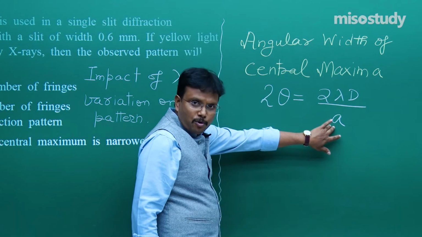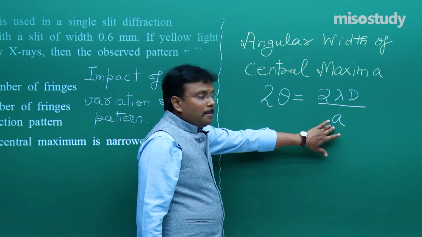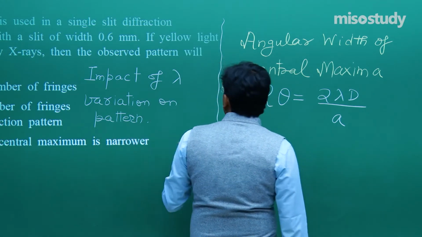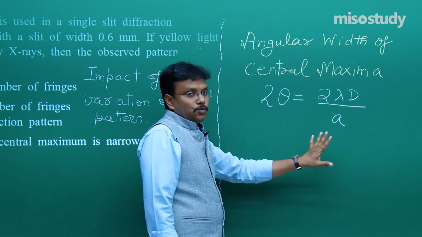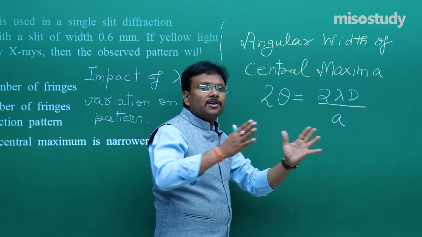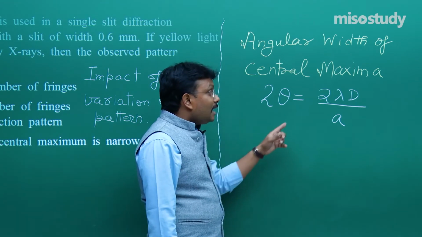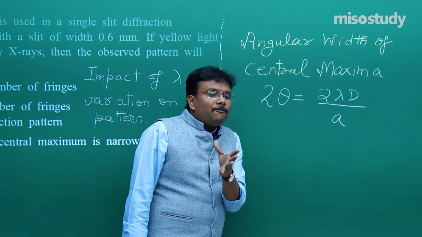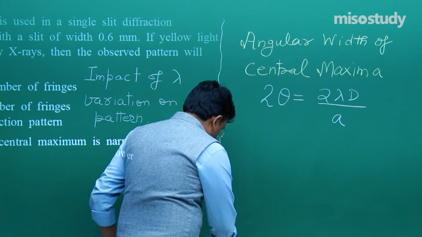Sometimes in a few books, in a few questions, they may use small d, because here in the question I mentioned it like that, that's why I am using a. There is no hard and fast rule for that. In general, capital D is the distance of the screen. So that's why I am using it. Now for yellow light, lambda is roughly 6000 angstrom. Let me write that down.